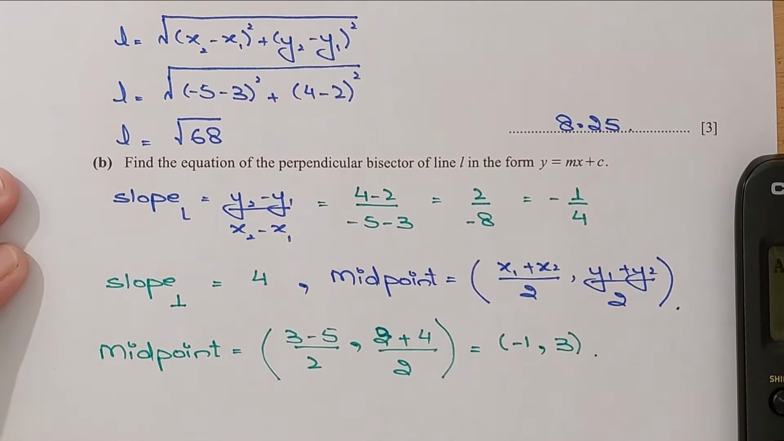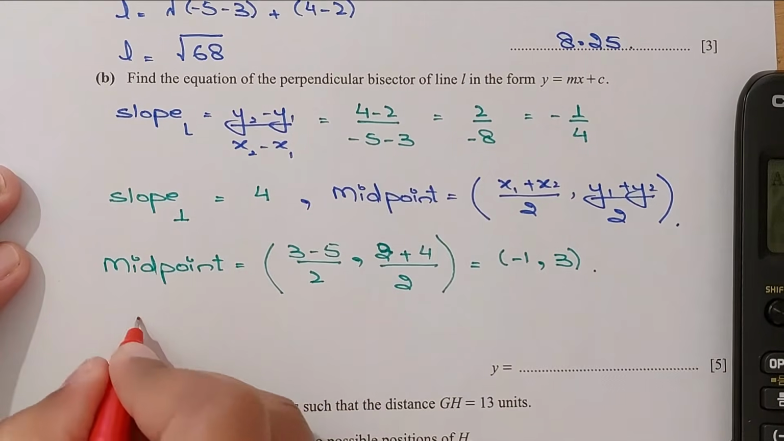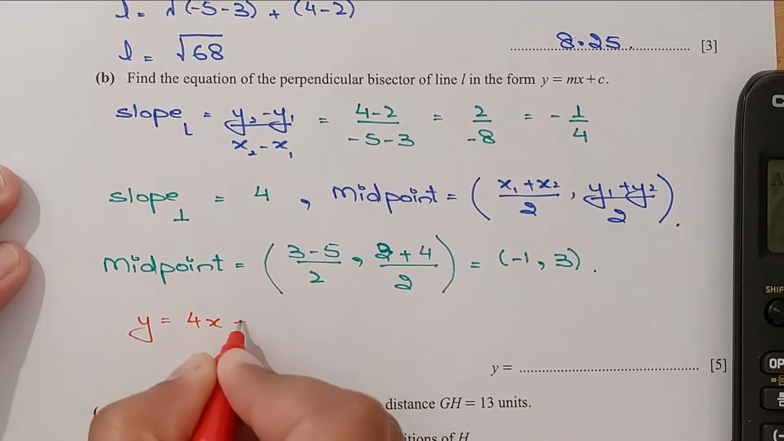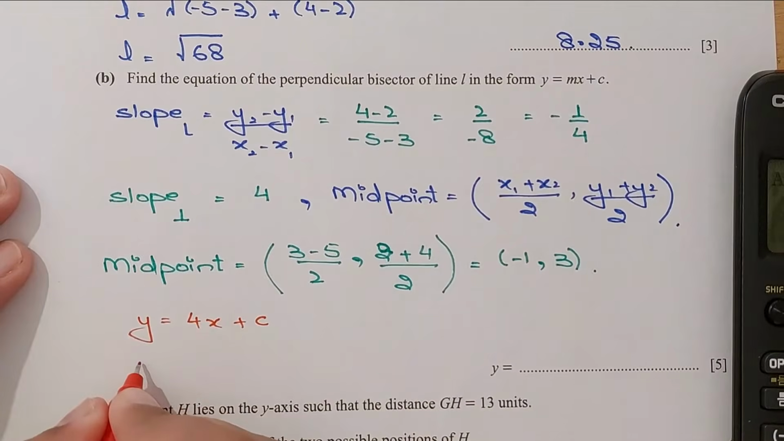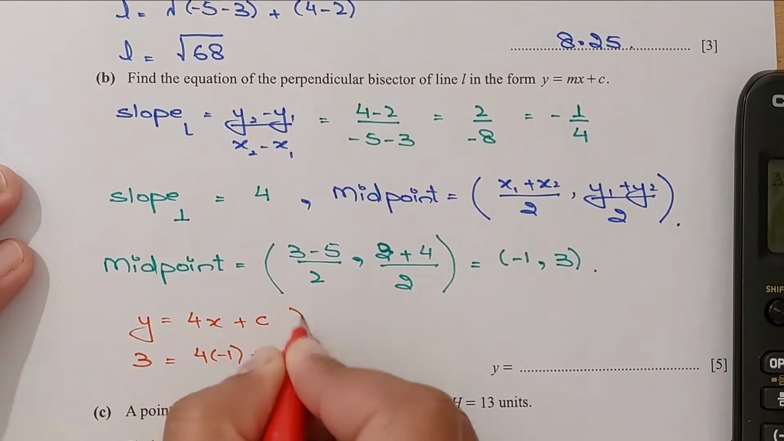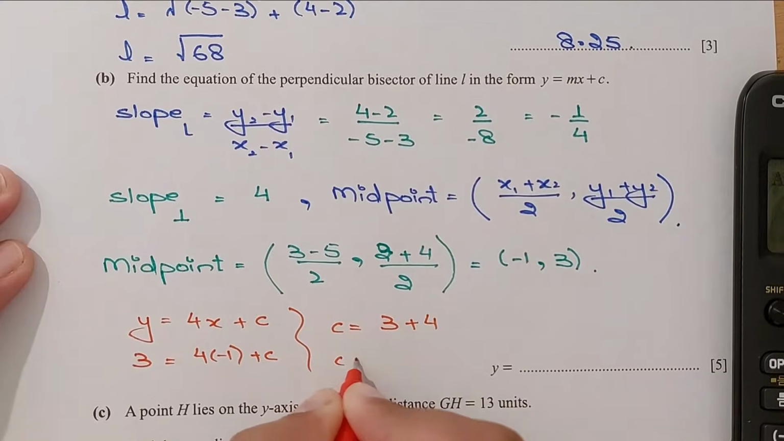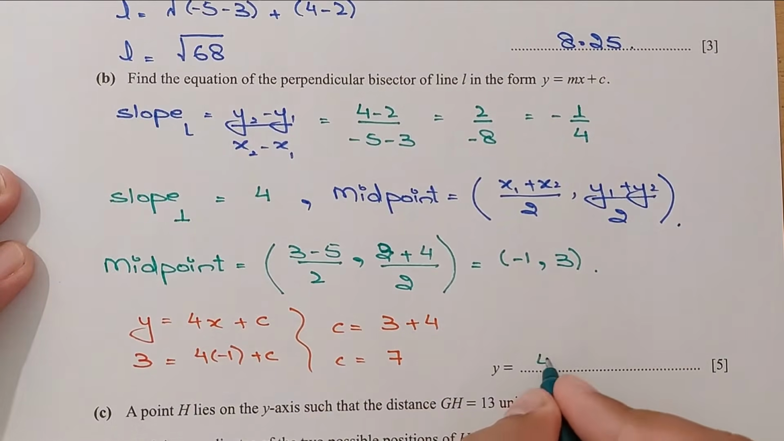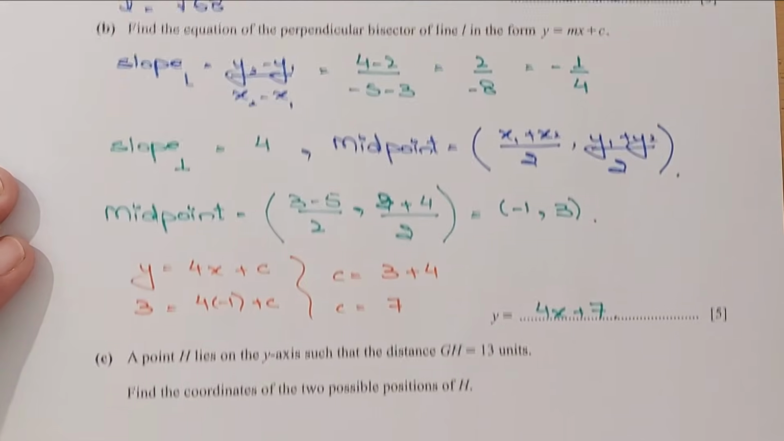Now let me find the equation of the line in the form y equals mx plus c, the perpendicular bisector. So y equals mx plus c, where m is this m, we have to use 4x plus c, and to find the value of c we use these coordinates, the x and y coordinates. So y is 3 and x is minus 1. So 3 equals 4 times minus 1 plus c. So from here c is equal to 3 plus 4, and c is equal to 7, right? Now when c is 7, we have the line y equals 4x plus 7. This is the equation of the perpendicular bisector of line L.